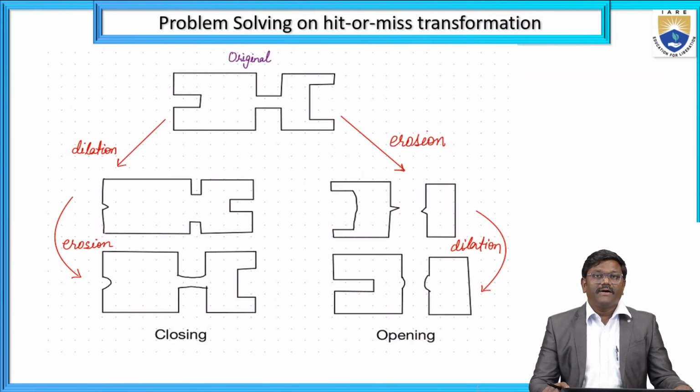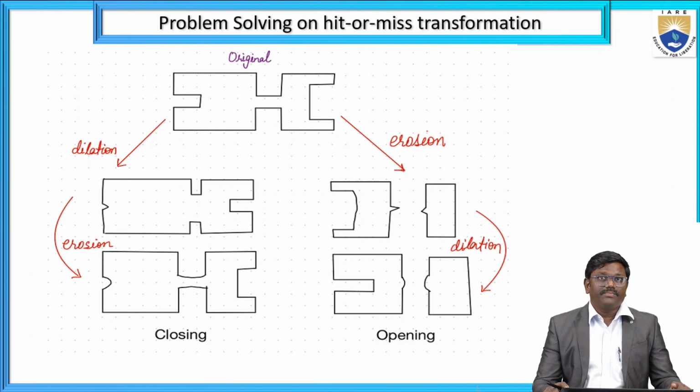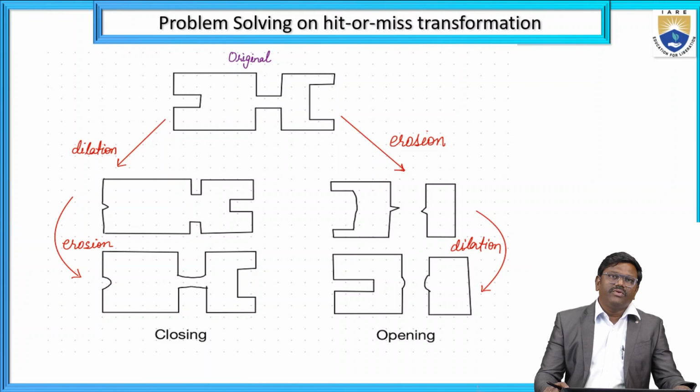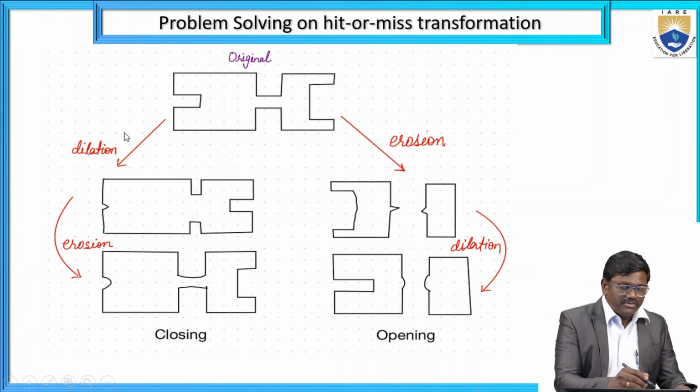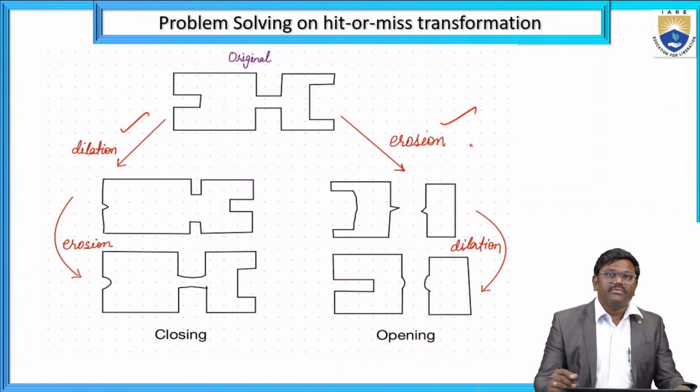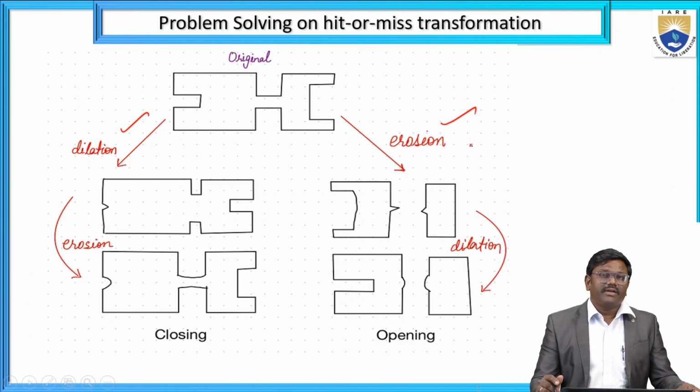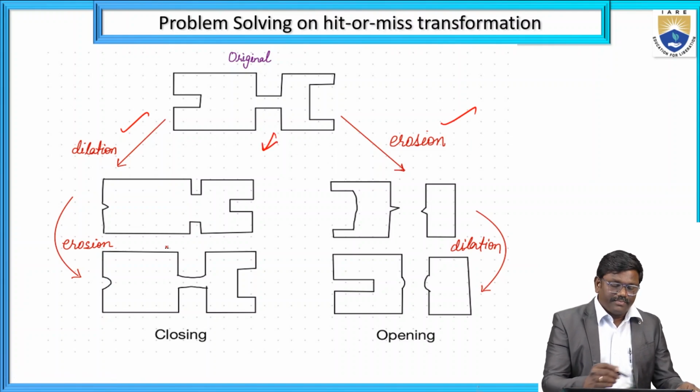Based on that, we are understanding the comparison between hit, fit, and miss. Here, to understand the closing and opening concepts based on hit and fit, we have to concentrate on the definitions of dilation and erosion. Then it is easy to extend this in terms of erosion and in terms of dilation.